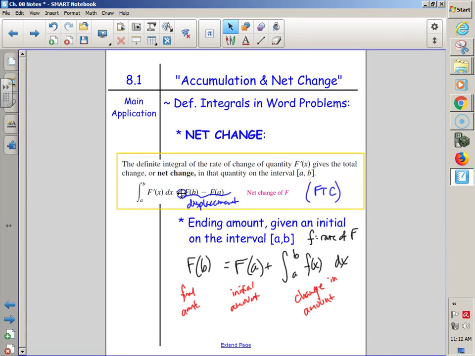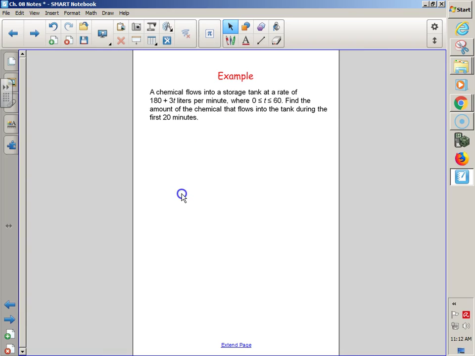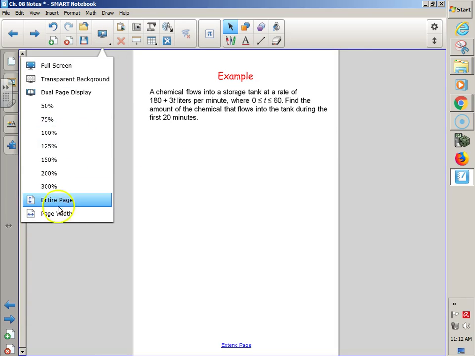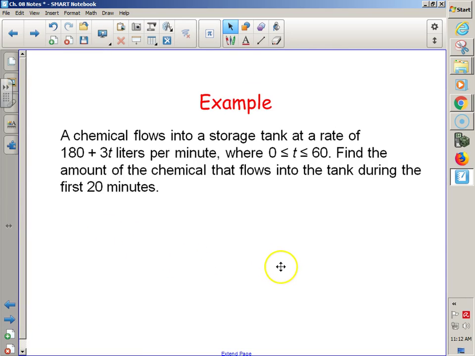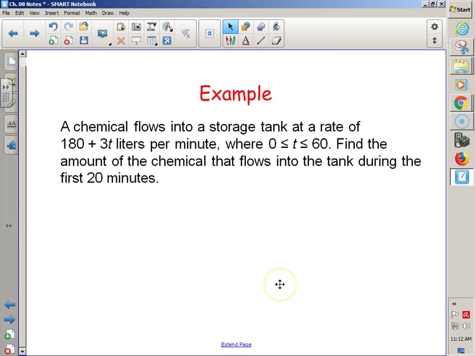Because we talk about displacement and it's how much a biscuit has cooled when it got out of the oven, like that's kind of weird and awkward, at least in my mind. Maybe in your mind you're like, no, it's displacement. Change is the long story short of what's going on. So if we had something like a chemical flow, that's not motion, but it has motion, right? What are they asking for? Chemical flows into a storage tank at a rate of 180 plus 3t liters per minute, between 0 and 60.